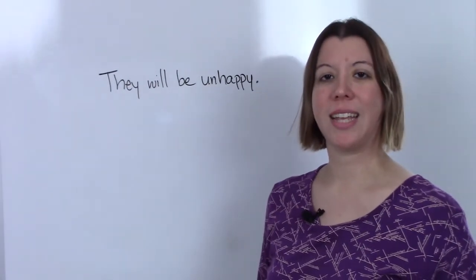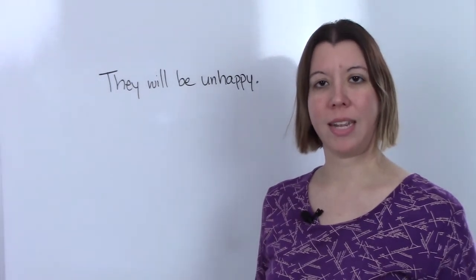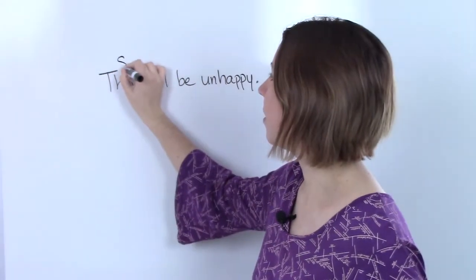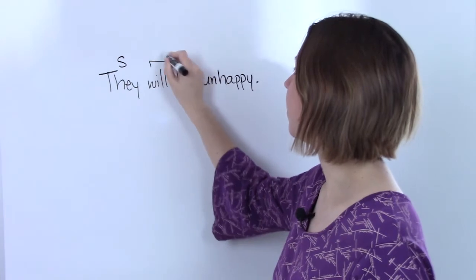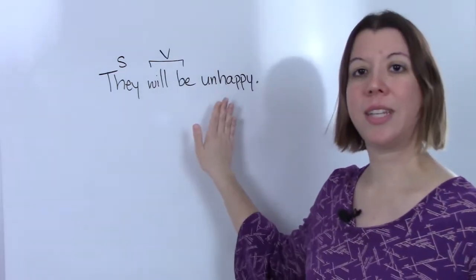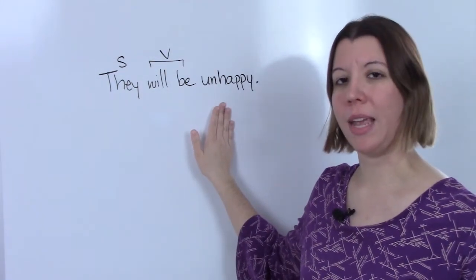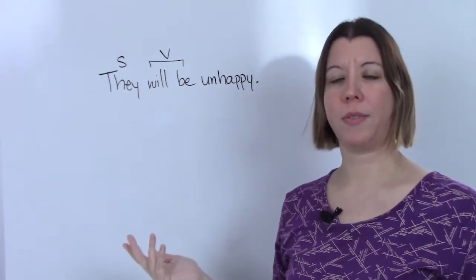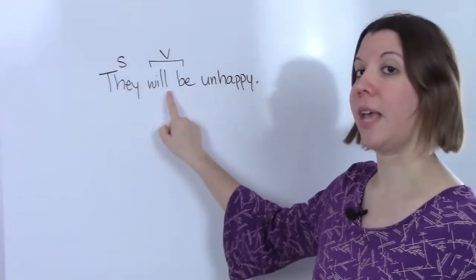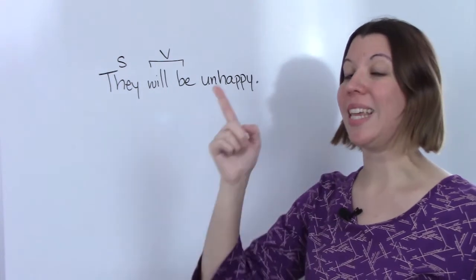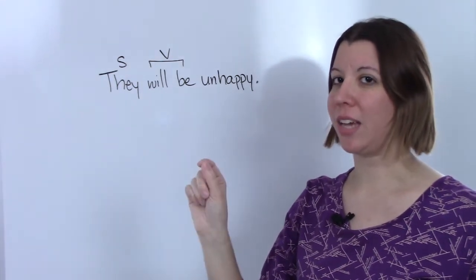Let me show you a few examples before I ask you to try some on your own. Here's our first sentence. They will be unhappy. The subject is they, verb will be. I look at this last word, unhappy, and I think to myself, what part of speech is it? It's an adjective. However, it comes after the verb, so I'm already thinking it might be a predicate adjective.